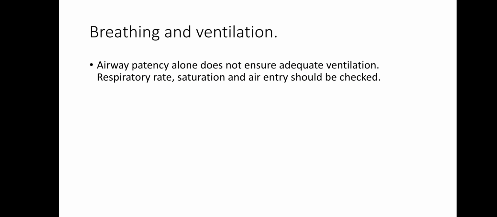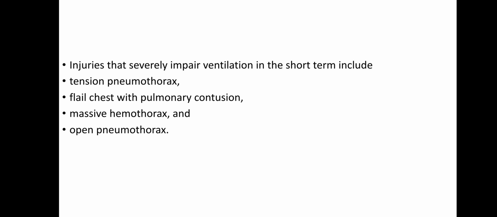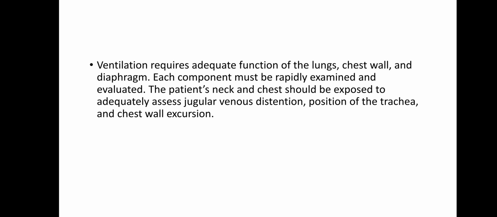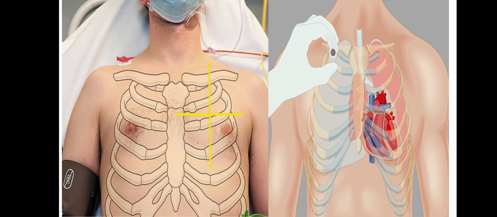The patient's neck and chest should be exposed to adequately assess jugular venous distension, position of the trachea, and chest wall excursion. Auscultation should be performed to ensure gas flow in the lungs. Visual inspection and palpation can detect injuries to the chest wall that may compromise ventilation. Injuries that severely impair ventilation in the short term include tension pneumothorax, flail chest with pulmonary contusion, massive hemothorax, and open pneumothorax. Appropriate measures, including putting the patient on oxygen to maintain saturation and chest decompression for tension pneumothorax, should be done while assessing breathing and ventilation.